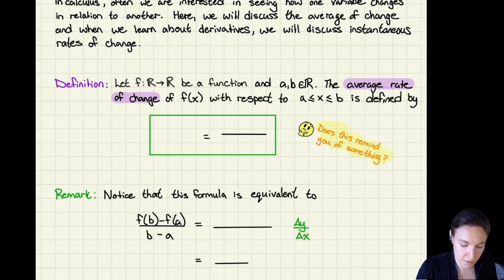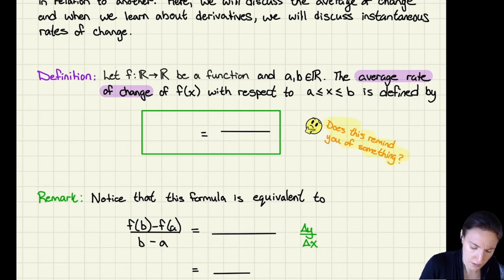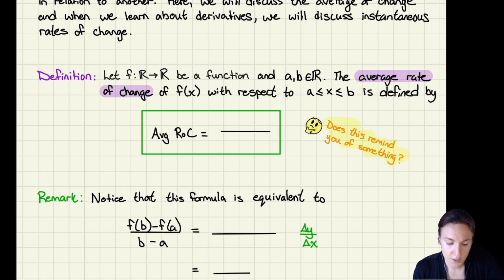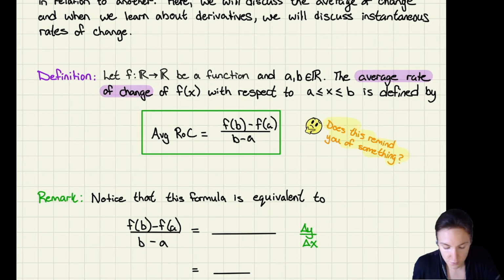So our average rate of change, in terms of notation, there isn't really like a symbol for it. Average rate of change, so that's just typically what I write, of this function f of x with respect to, so what this means is I'm interested in values of x that are in between a and b, including a and b. The average rate of change is we plug in b into our function, we subtract off what a is, and then we divide that by b minus a.